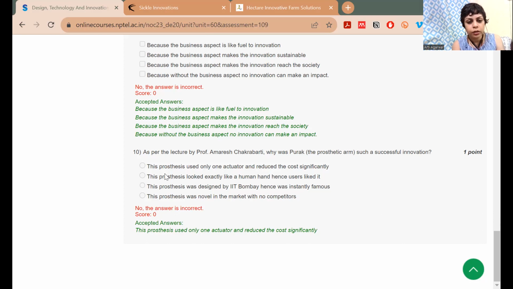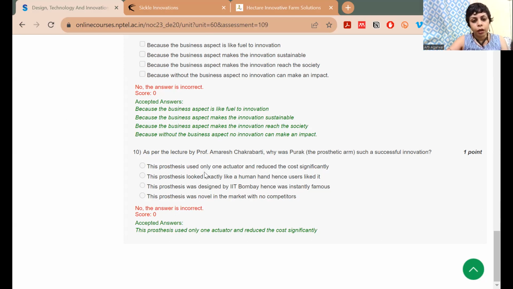Then the third is the prosthesis was designed by IIT Bombay, hence was instantly famous. No, that's not true, because all the IITs, and even IIT Bombay, do design products which are not always instantly famous. The fourth is this prosthesis was novel in the market with no competitors. This is also not true because in the beginning of the lecture we discuss the competitors, what they have been able to achieve, where they're lacking and how much they cost, all of those things.